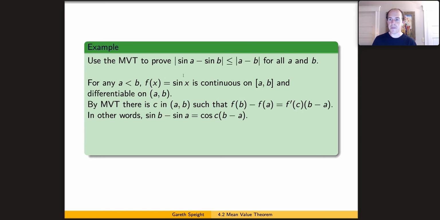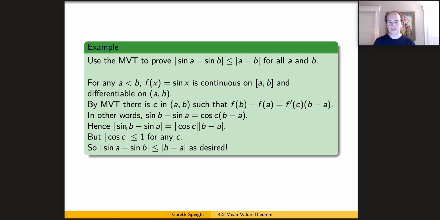And now we had something about absolute values. So let's take absolute values at both sides, which is completely fair game as long as we do the same thing to both sides. We get the absolute value of sine B minus sine A is equal to absolute value of cosine C times absolute value of B minus A. Now we use what we know: cosine C is always between -1 and 1, so the absolute value of cosine C is less than or equal to 1. So we get absolute value of sine B minus sine A is less than or equal to 1 times the absolute value of B minus A. Which is exactly what we wanted.